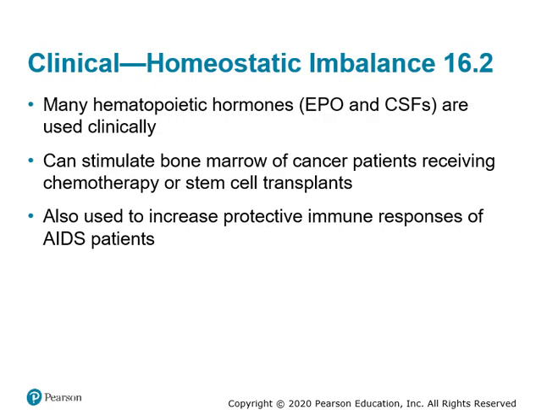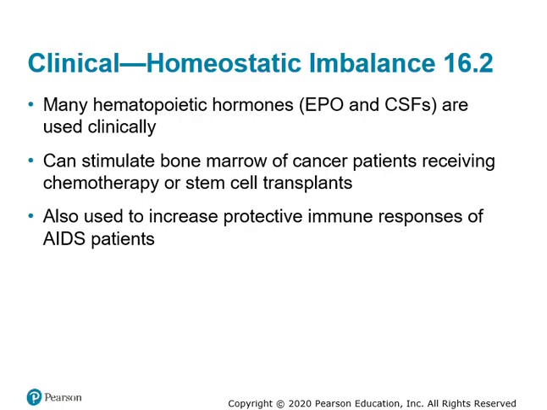All right, let's continue on and talk about some clinical homeostatic imbalances. A lot of hematopoietic hormones like erythropoietin, which we talked about, which upregulates or increases red blood cell production, can be used clinically. But also CSFs, colony-stimulating factors, which upregulate the production of white blood cells, can also be used clinically.